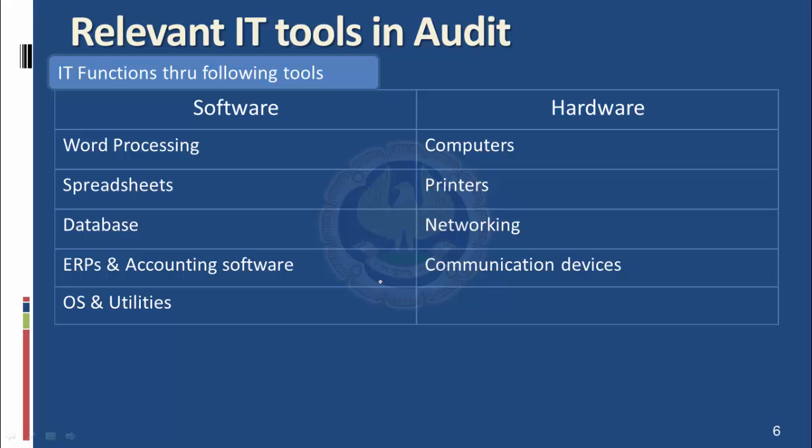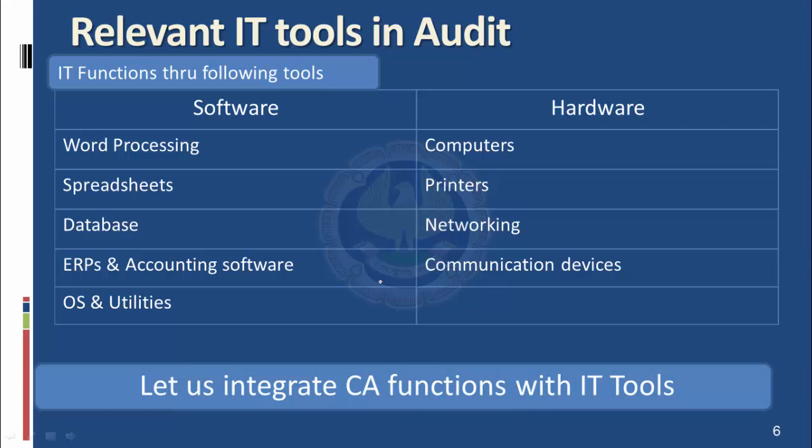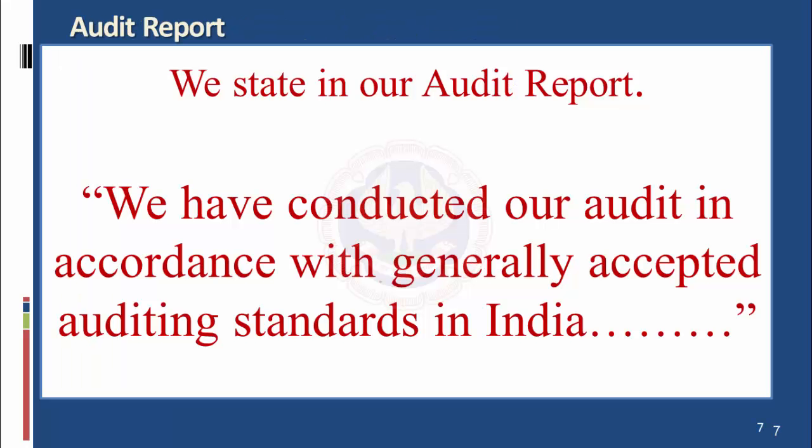These are all the parts and parcels of CBS, and then hardware, computers, printers, networking, communication devices, all these put together are a part of CBS. We need to understand all these things to carry out an audit under CBS. So let's try to integrate the chartered accountant functions with IT tools. Now, audit. We have understood about technology, we have understood the process of audit. Now let's try to understand audit.